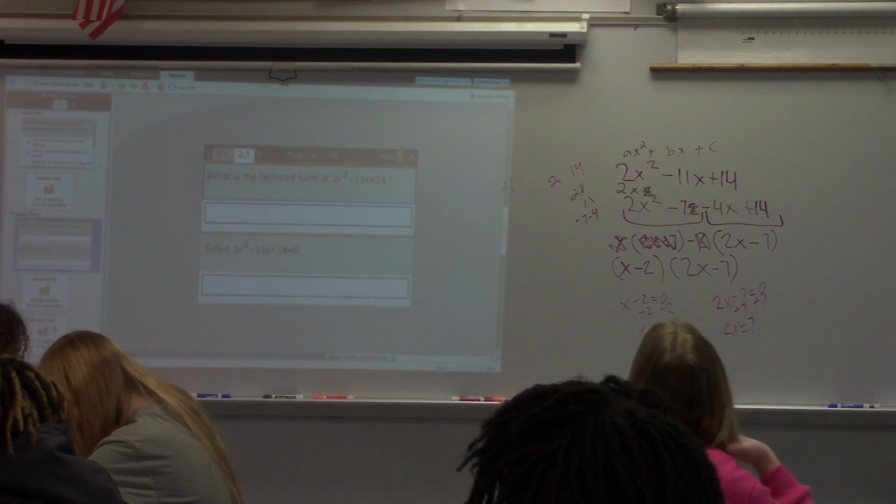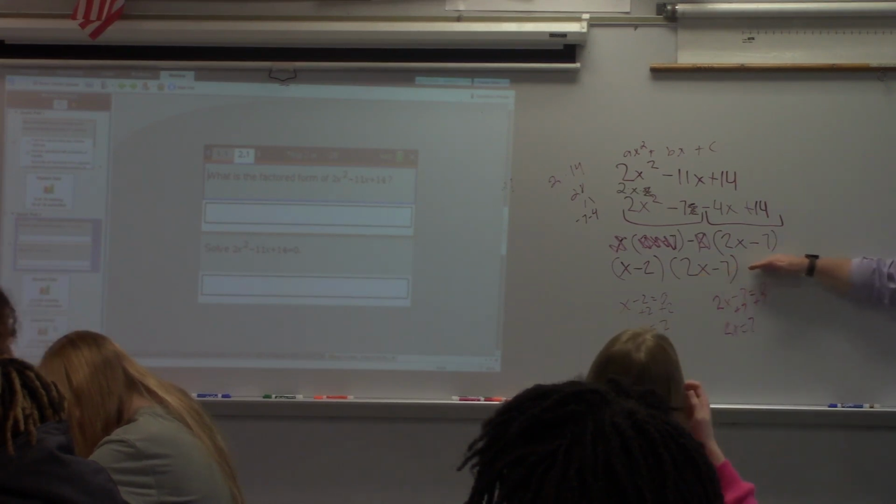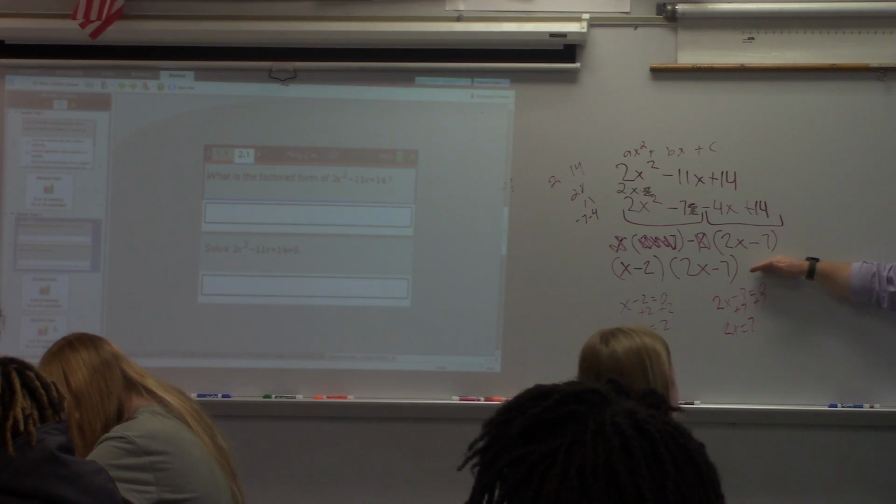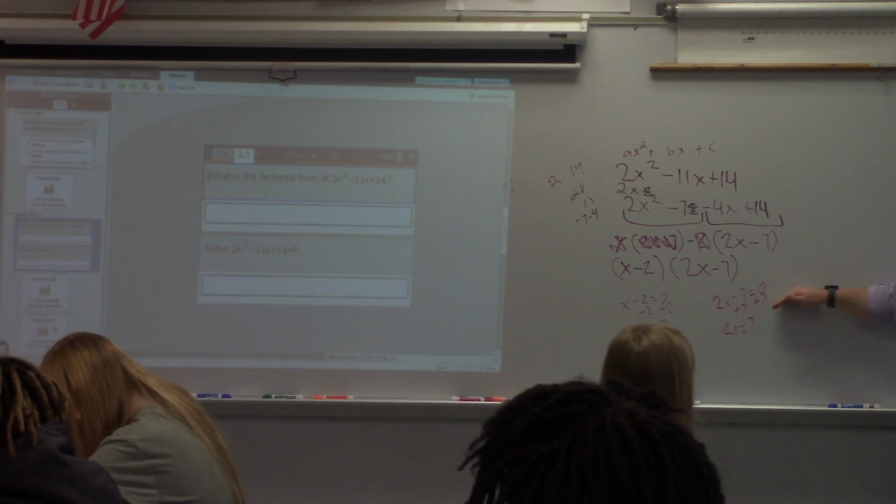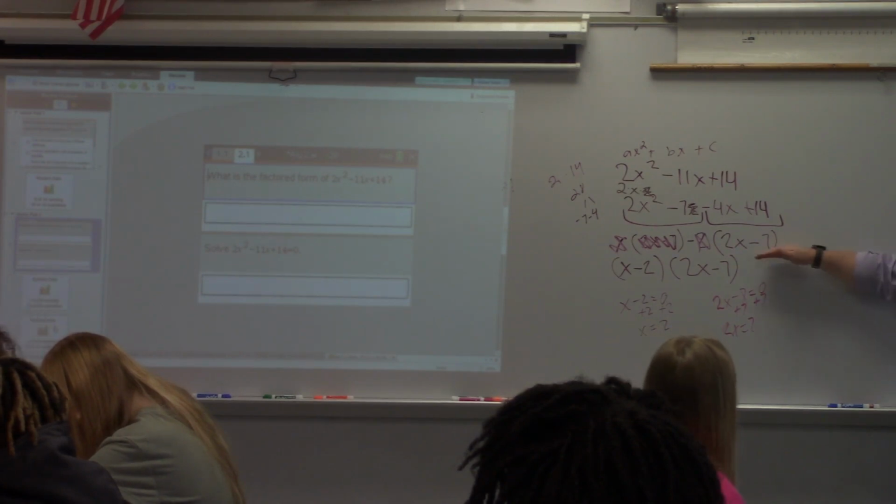Now, I want to point this out. In this group, we need to pay attention to a small but serious mistake. They went from a factored form to two equations. Using what property? Zero product property. What's the problem with this work in using the zero product property?